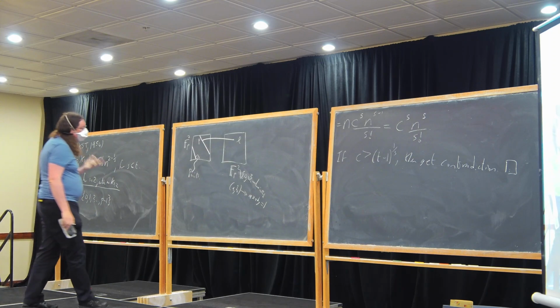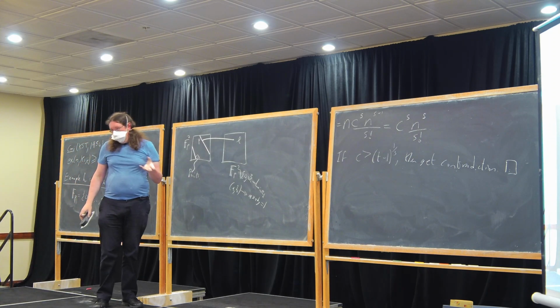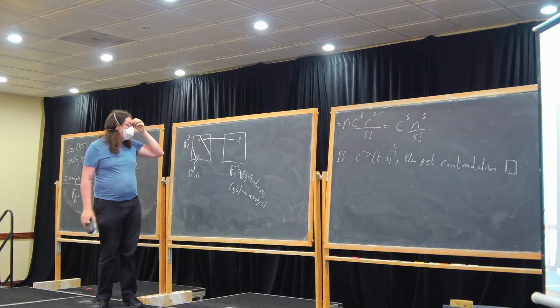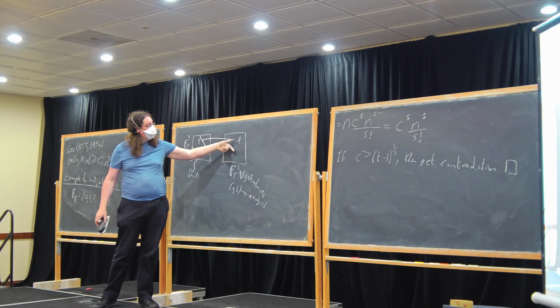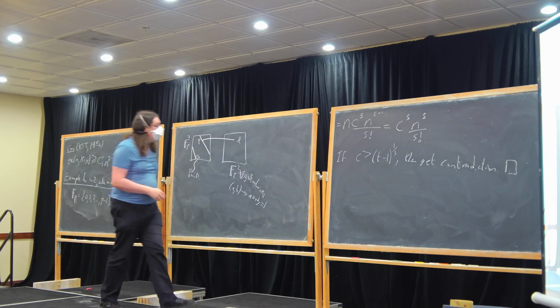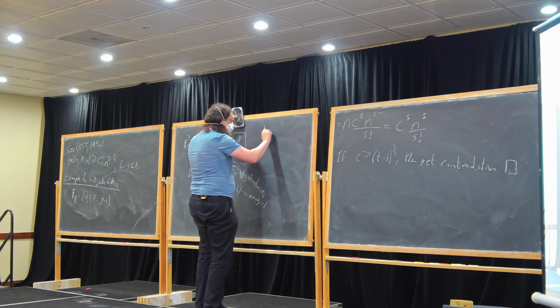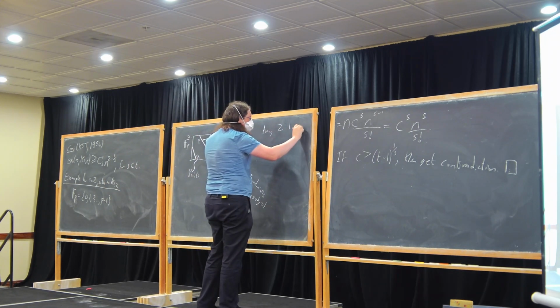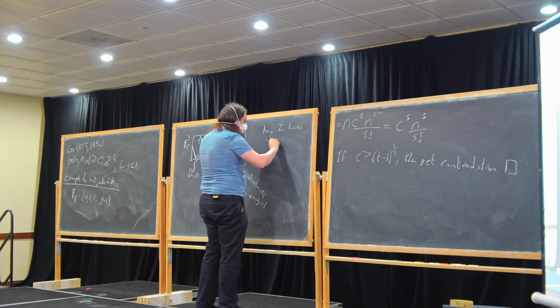And this doesn't contain a K_{2,2} for a very simple reason: if I have two lines, then they can intersect in at most one point. Any two lines intersect at most once.